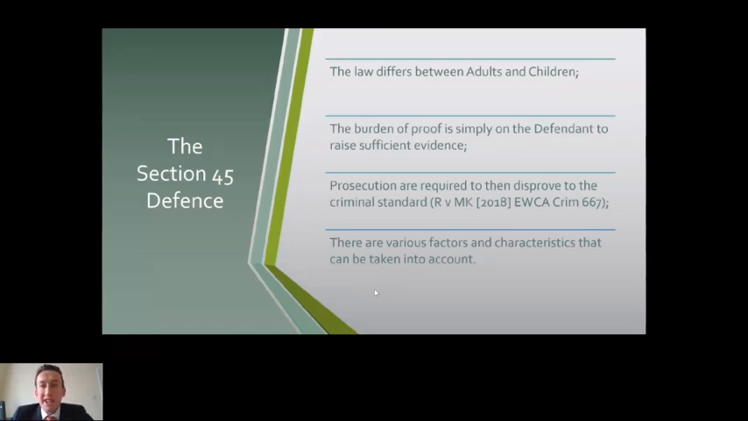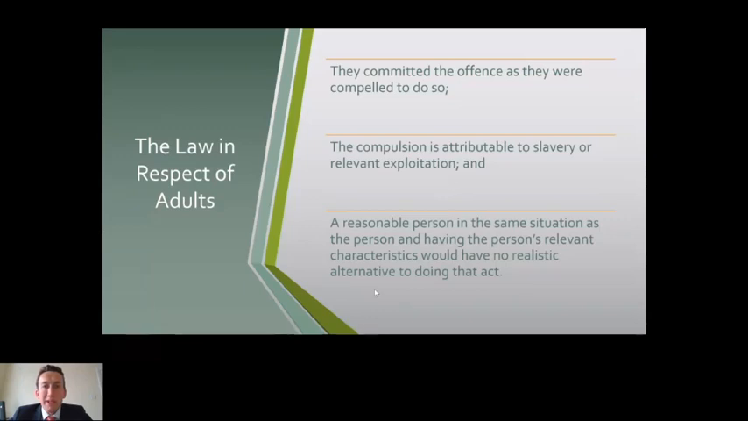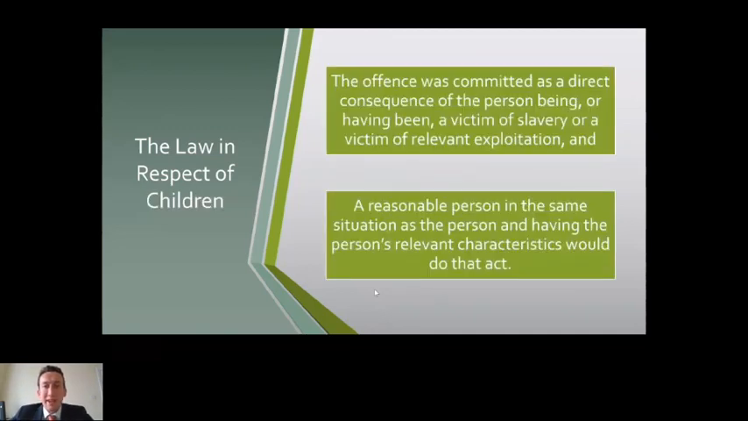The Section 45 defence, as I've said, is simply on the defendant to raise sufficient evidence. And since the case of MK in 2018, the burden is then on the prosecution. The factors and characteristics that can be taken into account, there are several. The issue is that there's such limited guidance, apart from a couple of recent cases from the Court of Appeal, as to what factors and characteristics are actually relevant. In respect of adults, again, a three-stage test: they committed the offences, and they were compelled to do so. So some element of force, as we'd expect in duress. Where we start to differ from duress is that the compulsion has to be attributable to slavery or relevant exploitation. And finally, the reasonable person, albeit this is a more subjective test because they have to have the person's relevant characteristics, would have no realistic alternative to doing that act.